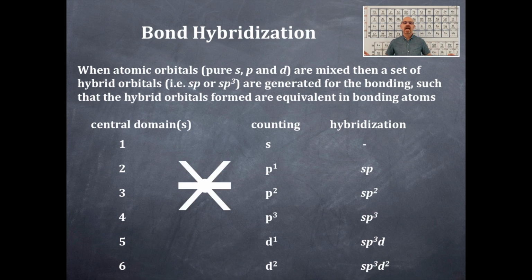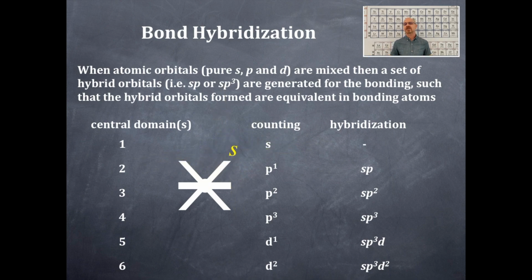At most we have 6 regions, so this is the maximum that we can possibly have. We're counting the number of regions or domains around the central element, and it doesn't matter if they are bonding or non-bonding regions around the central element. That's key. Bonding regions means it's a pair or more than a pair of electrons bonding another atom outside that central element. A non-bonding region is a lone pair of electrons on that central element.